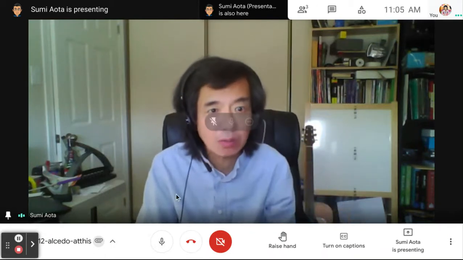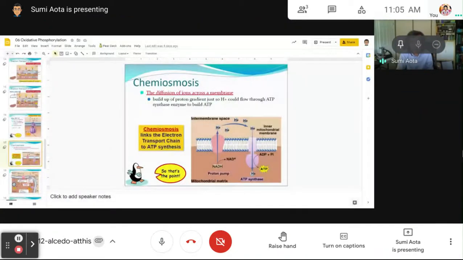Okay. So what's my energy source? My energy source is going to be this hydrogen ion gradient. I'm going to use hydrogen pumping through this enzyme to force these two molecules together.